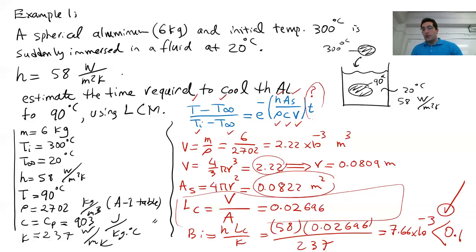Because the Biot number is less than 0.1. Now that I checked the Biot number is less than 0.1, again, I want you to show this check process. Otherwise, there's a grade associated just with this Biot check that you're going to lose if you don't show it. Then I'm going to substitute everything into this main equation and find the time.